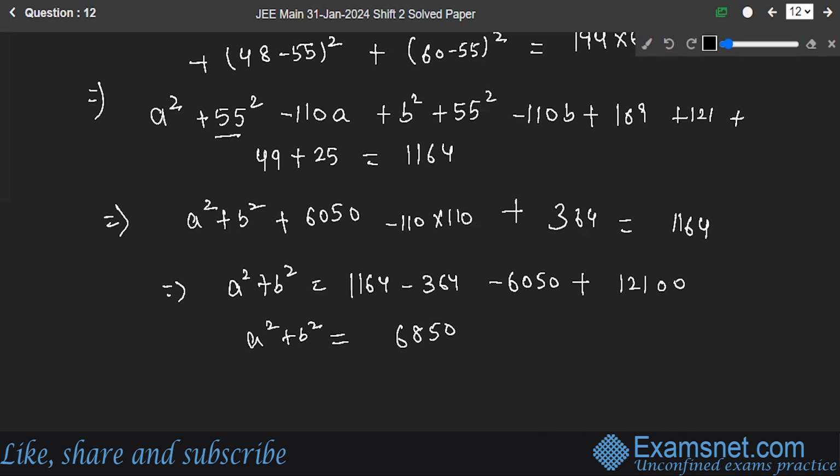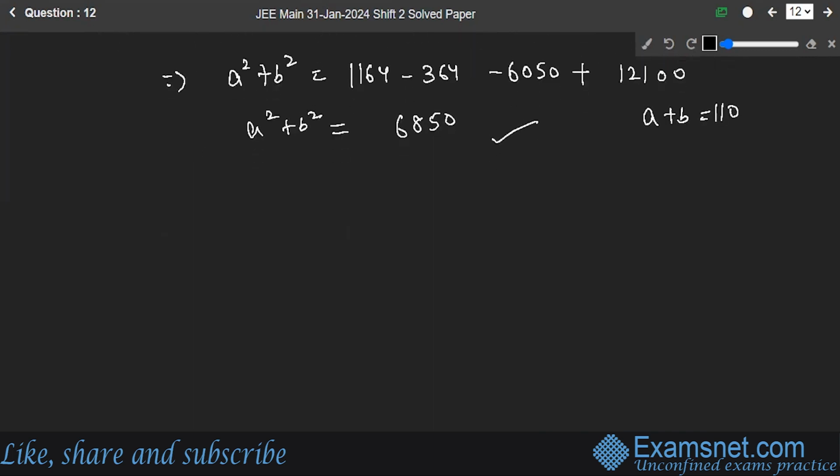Okay, now you have two equations. One was A plus B is equal to 110, and the second you have A square plus B square. So on solving both of them, let's say A is equal to 110 minus B. So here you will have 110 minus B whole square plus B square is equal to 6850.